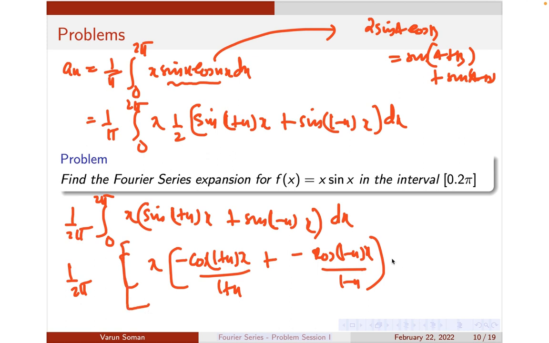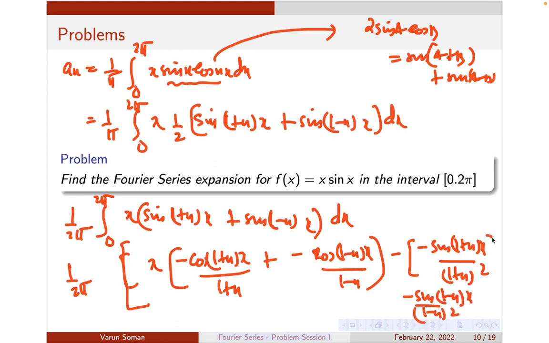And similarly, the next step would be the derivative of x, which is 1, and again the integral of this one, that is nothing but minus sin of 1 plus n into x by 1 plus n the whole square, again minus sin of 1 minus n into x by 1 minus n the whole square. And for the entire thing you have to apply the limits from 0 to 2 pi. Please correct me if there is any mistake here also. So this is the integration.